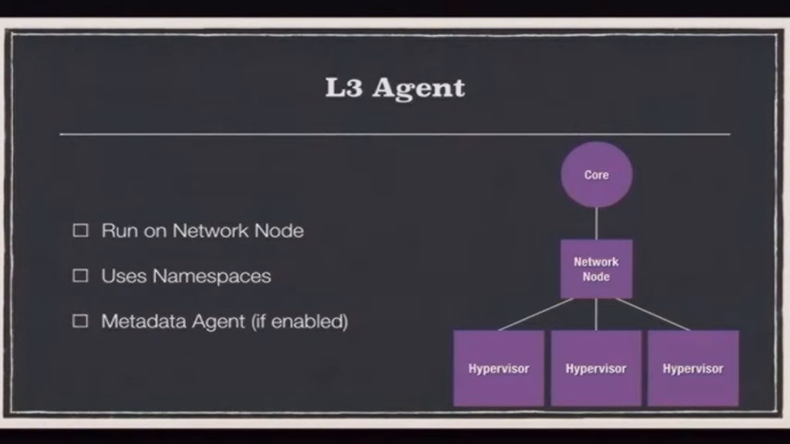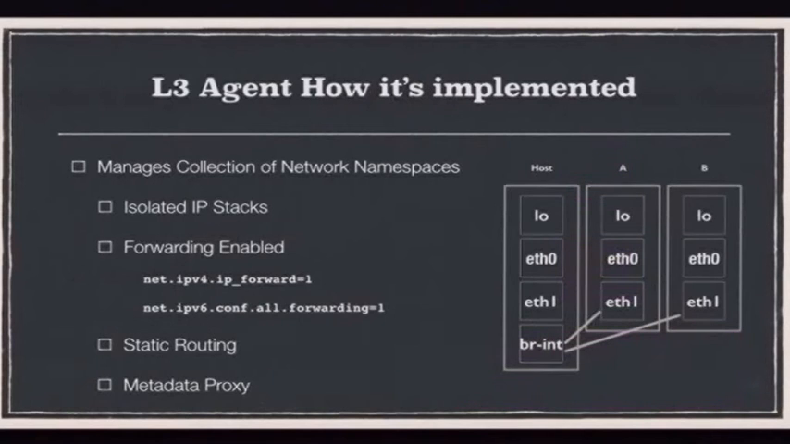Also, the L3 agent will run the metadata agent. So this is typically what you would see in many actual deployments. I've added an extra network node there because you're going to run multiple copies of them. The agent is implemented using network namespaces, so it's a collection of them. Each of them gives you an isolated stack. If you notice, we enable forwarding within those namespaces, both v4 and v6.